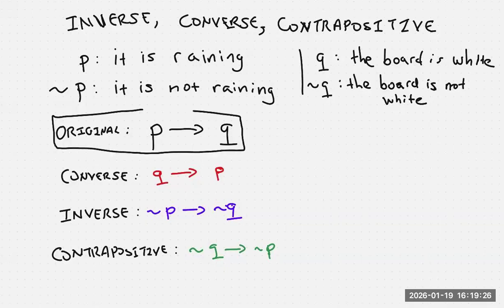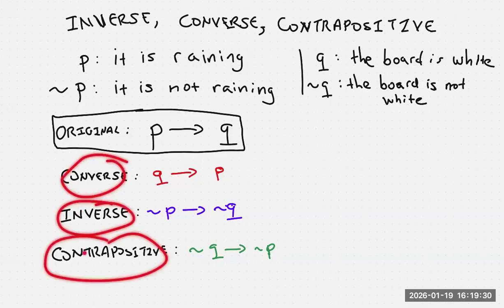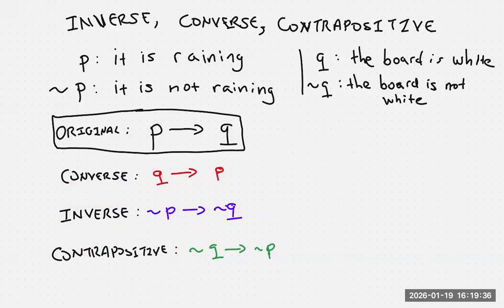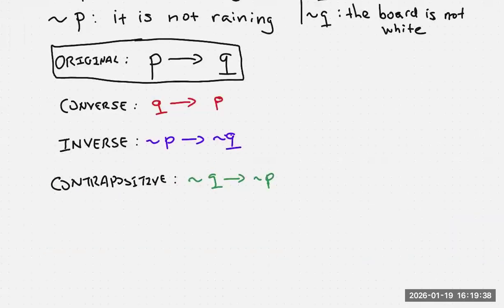And of these three things, the converse, the inverse, and the contrapositive, the most important one is the contrapositive. And let me tell you why. You need to write this down. If a statement is true, then its contrapositive is also true. Say it again. If the original statement is true, if something, then something, then the contrapositive will also be true.